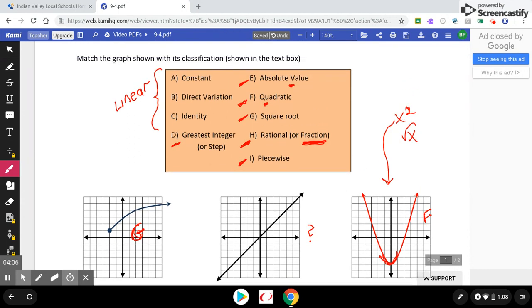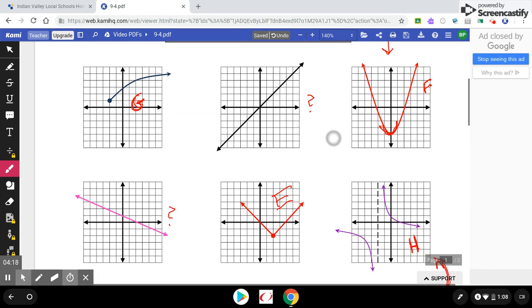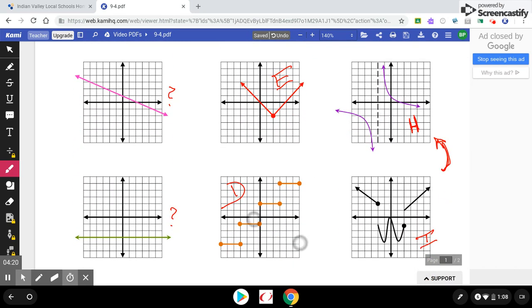Well, we did talk about constant already this year. And constant is simply a horizontal line. So specifically, it's not tilted, it's not straight up and down, it's not a no-slope line. So constant was the horizontal one. So that's this guy.